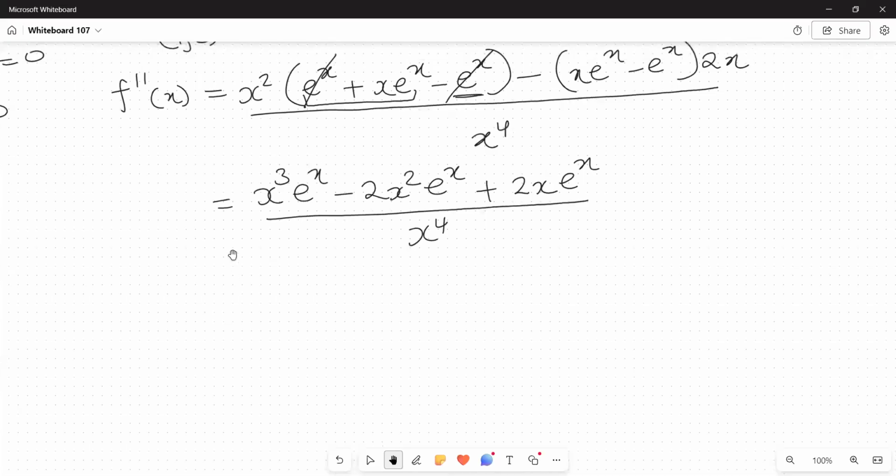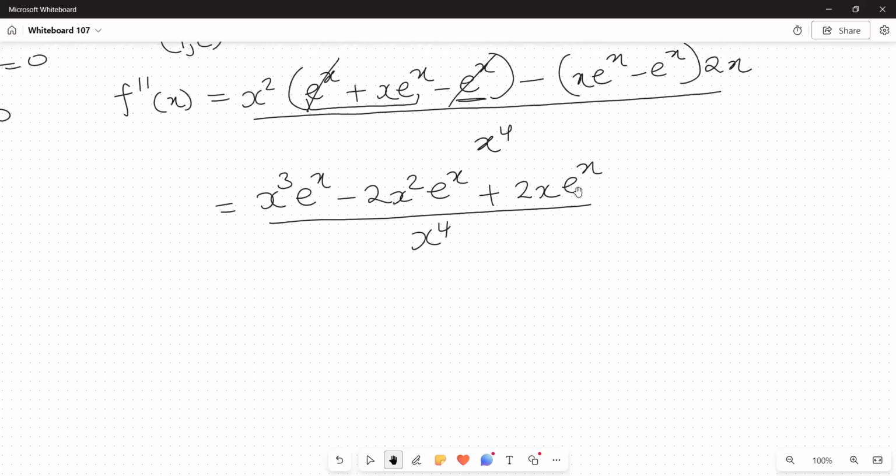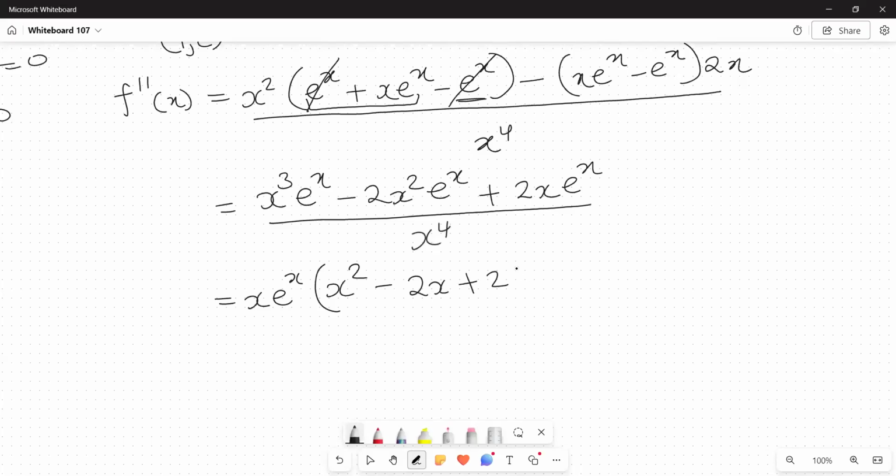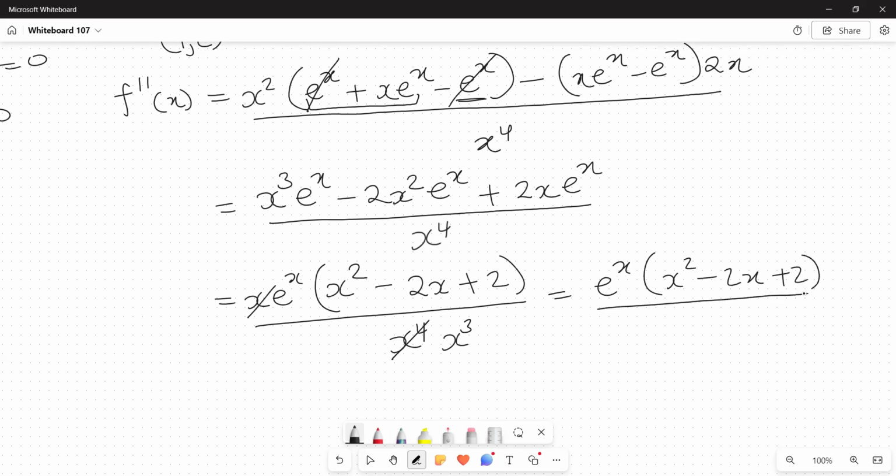Okay, then what we do is we can see that x here is a common factor and e to the power of x will, of course. So I take out x, e to the power of x. Here I'll be left with x squared. Here I'm left with minus 2x. Here I am left with 2. And this is over x to the power of 4. So x cancels there. I'm left with x cubed. And this leaves us with e to the power of x squared minus 2x plus 2 over x to the power of 3.